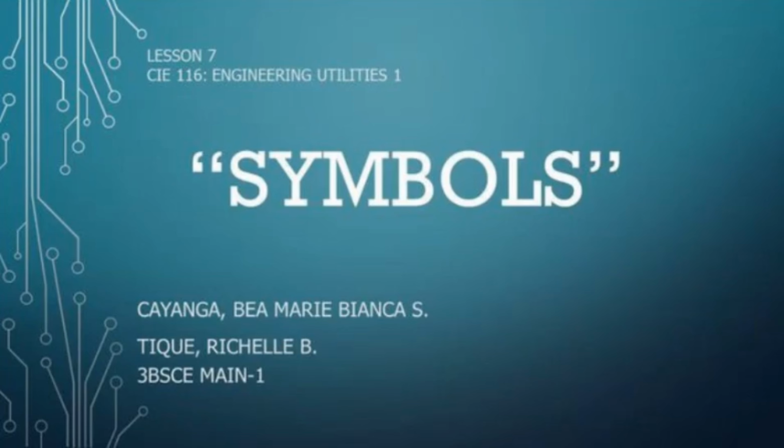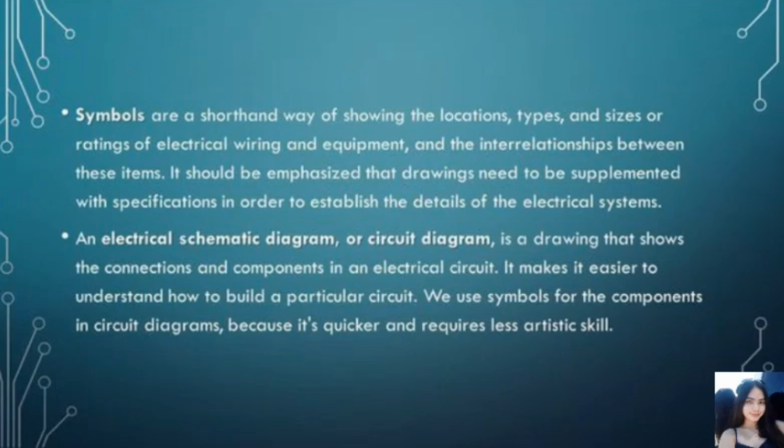We're going to discuss our topic for today, which is about symbols. At the end of the topic, you would be able to identify electrical diagrams and symbols and interpret plans using electrical symbols. Symbols are a shorthand way of showing the locations, types, and sizes or ratings of electrical wiring and equipment, and the interrelationships between these items.